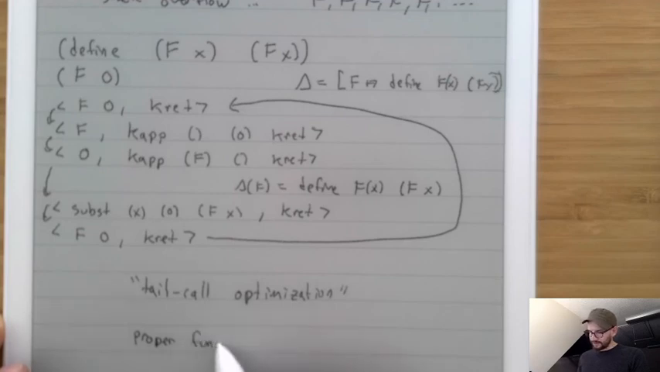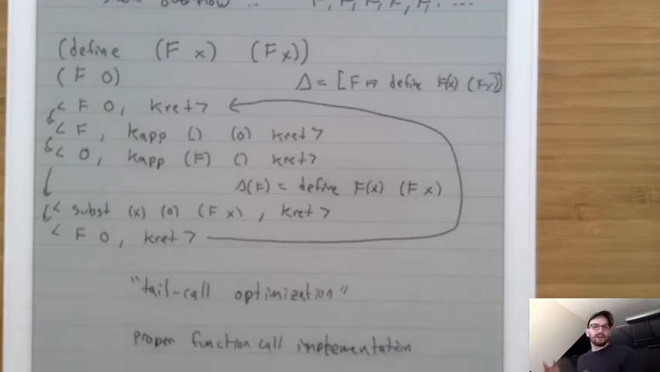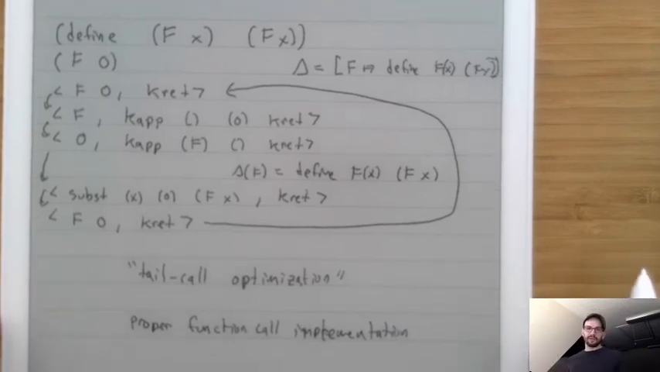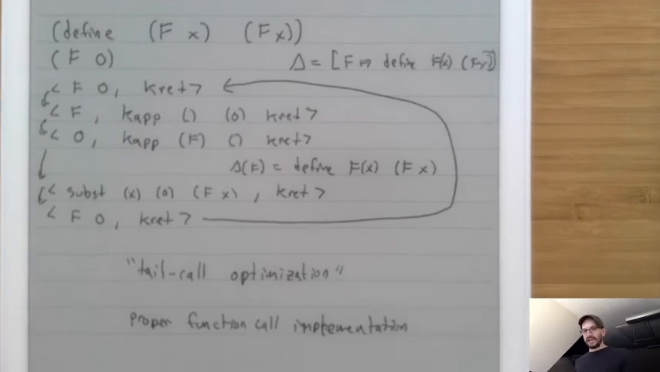function call implementation. Proper here meaning correct, meaning not having any mistake. And so there are quite a few languages that have proper function call implementations, such as Haskell, Racket, ML, Scheme, and so on. This is a very important point that many people do not realize.